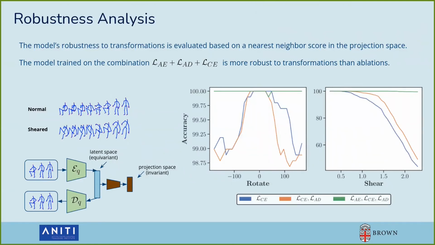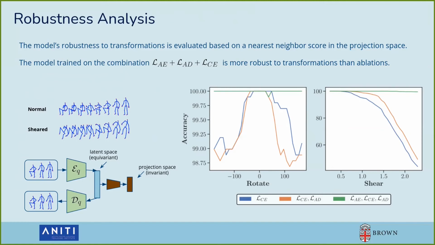Finally, we evaluated the model's robustness to transformations. In the contrastive learning training process, the projection space is used to compute the contrastive loss, and it is trained to be invariant to the transformations applied to the input. In the plot to the right, the model is 100% robust to a transformation if the representation of the transformed input is the nearest neighbor of the representation of the raw input in the projection space.